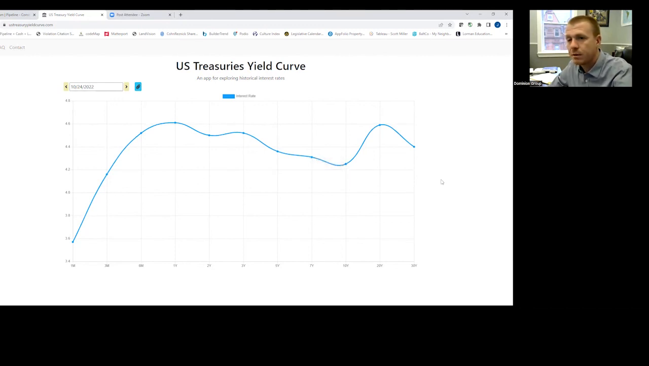Anyway, I hope that's helpful. It's a cool app that I refer to all the time. It's been one that I've been referring to a lot this year as interest rates have been going up and up and up. And hopefully that can help you make the best decisions for your real estate investing business.